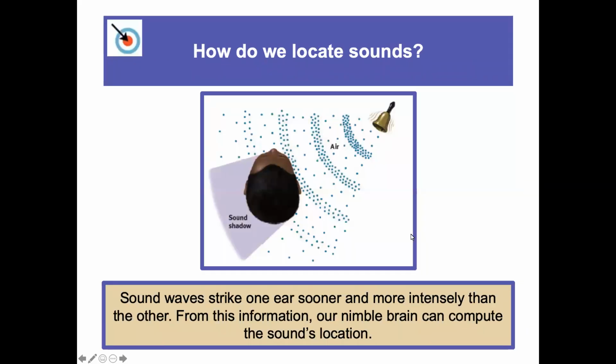How do we locate sounds? And I swear some of us are much better at this than others. Sound waves strike one ear sooner and more intensely than the other. From this information, our brains compute the sound's location, although you might notice that some people are better at telling where a sound is coming from than others. There are definitely some individual differences there.